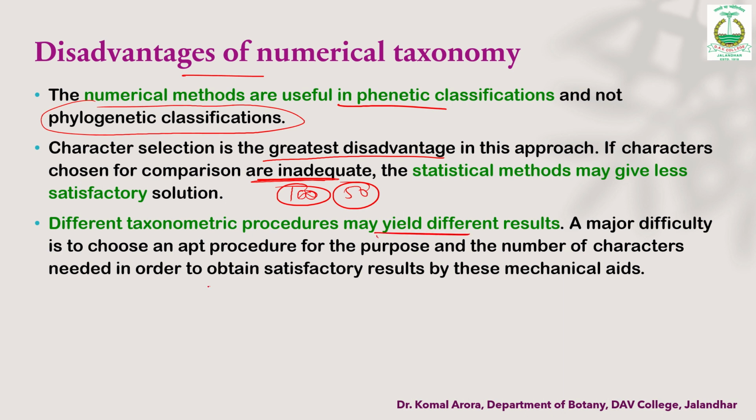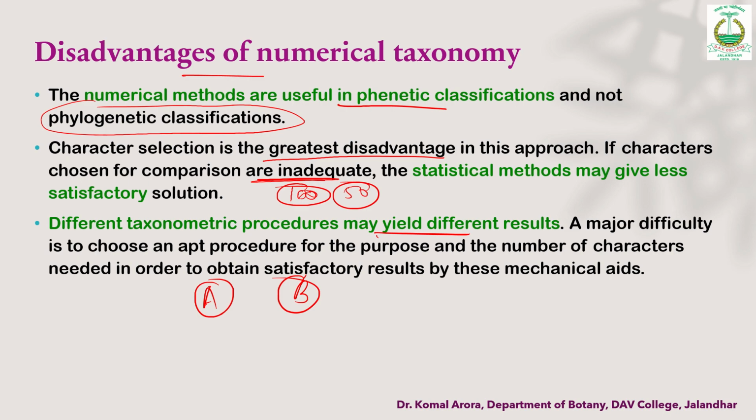Let's suppose you have software A, some data will be generated; software B will give you some other kind of results. So it is always going to give you different results. So the difficulty is which one is to be selected and which is to be ignored. That really needs a lot of experience and expertise. So these are the major disadvantages of numerical taxonomy.